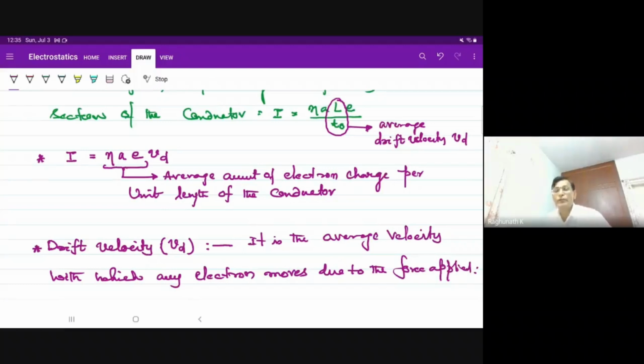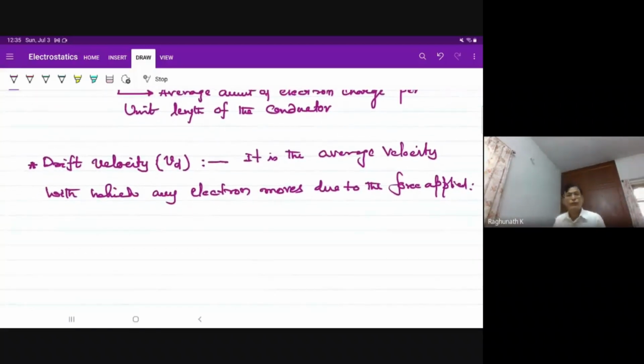I want to know it. It's enough if I calculate the current through any cross section of the conductor to calculate the current through that conductor. At some cross section, check it. Force applied, which will exert the force on the electron.